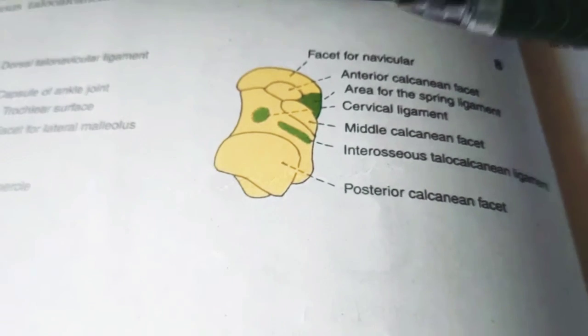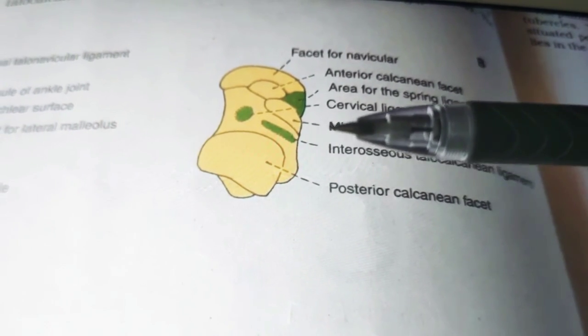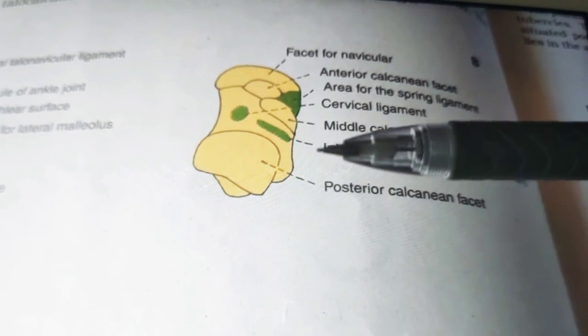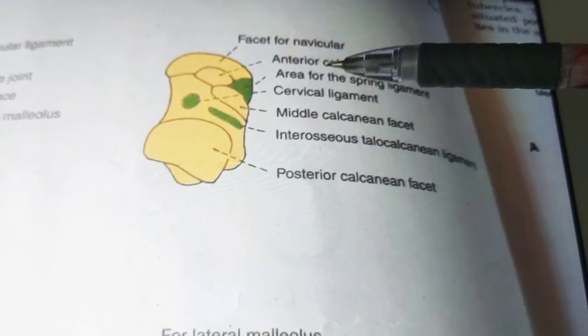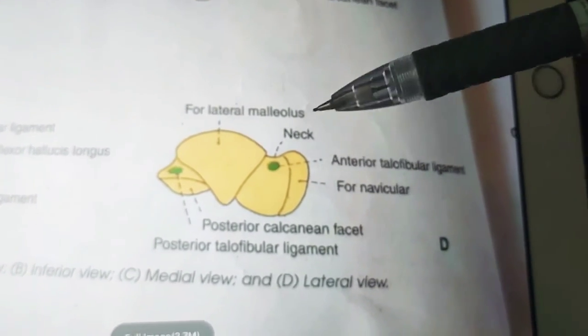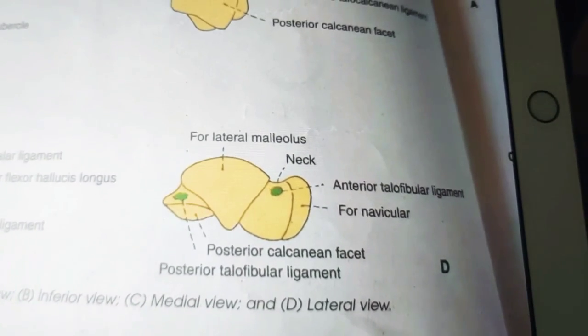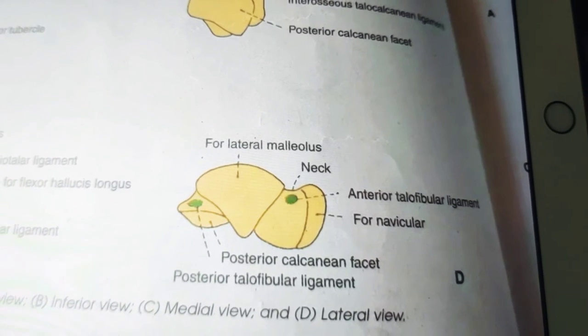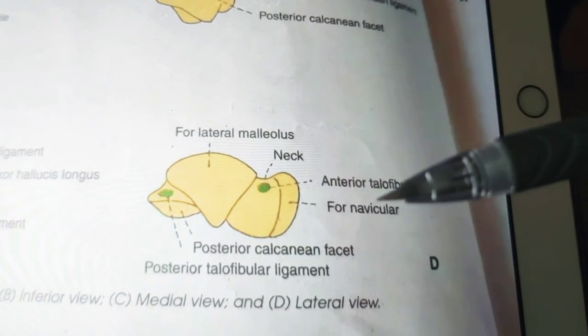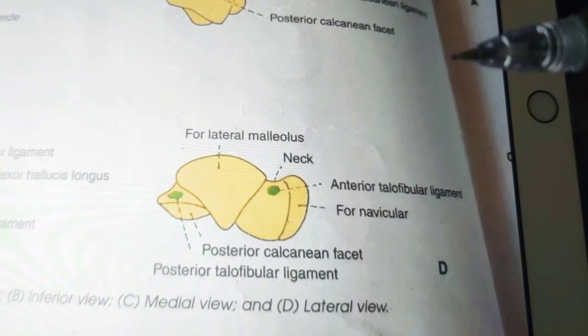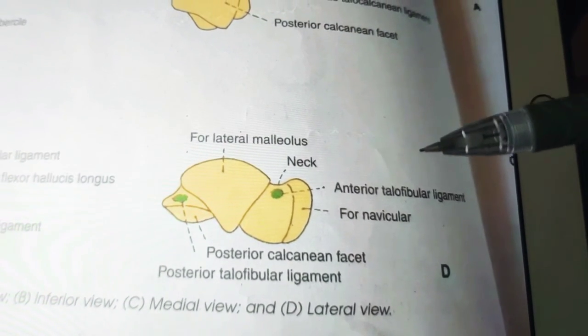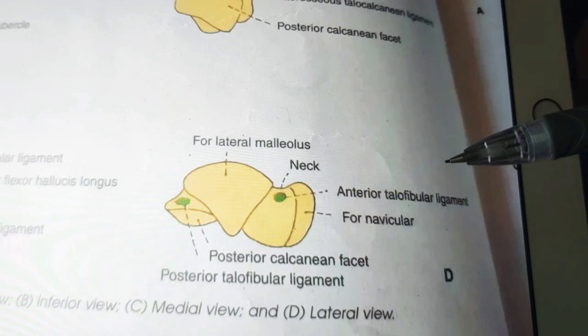And next coming to the inferior surface, the inferior surface means which is facing towards the calcaneus, right? So of course here will be the interosseous talocalcaneal ligament, and also there is the cervical ligament. And next coming to the lateral side, on the lateral surface means towards your little finger side, right? So there will be the anterior talofibular ligament because the fibula bone will be on the lateral side, right?